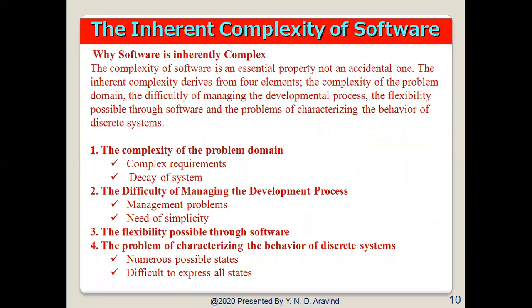Now, why is software inherently complex? So here, the complexity of software is an essential property, not an accidental one. The inherent complexity derives from four elements: the complexity of the problem domain, the difficulty of managing the development process, the flexibility possible through software, and the problem of characterizing the behavior of discrete systems. The complexity of the problem domain.